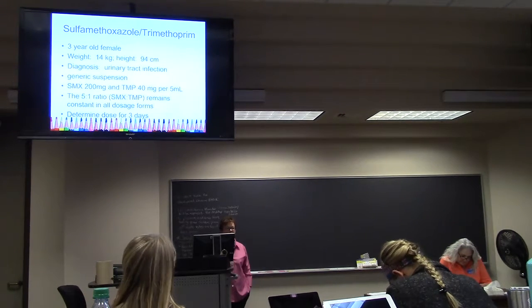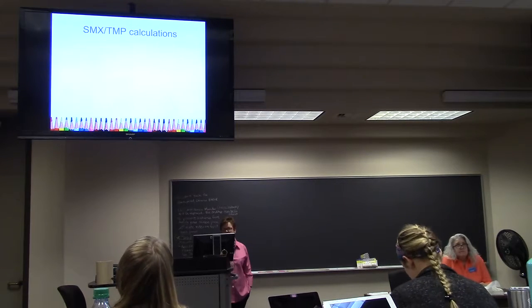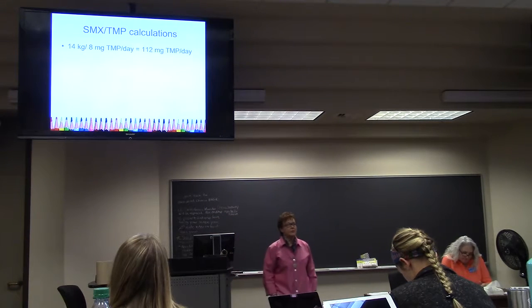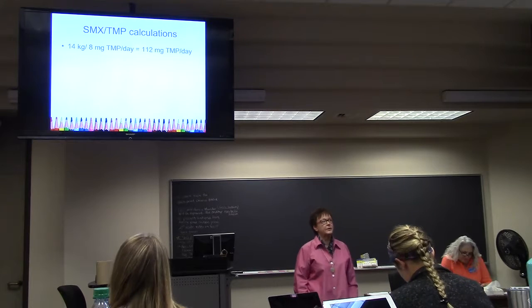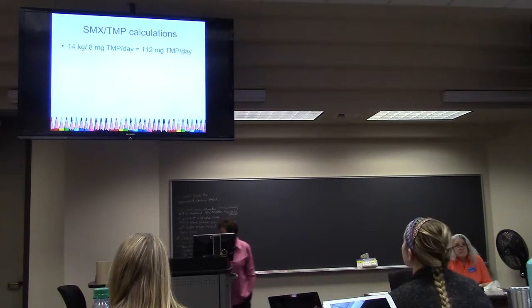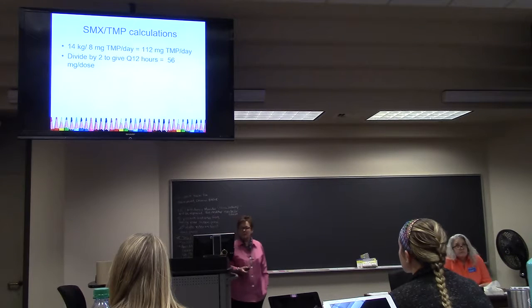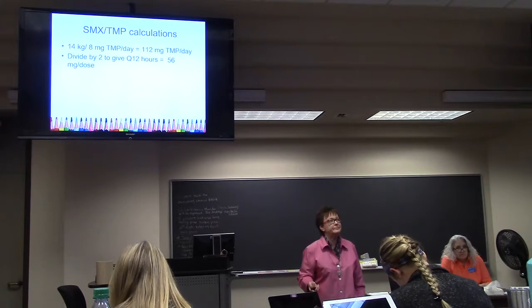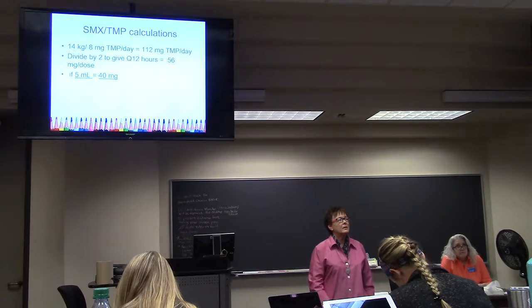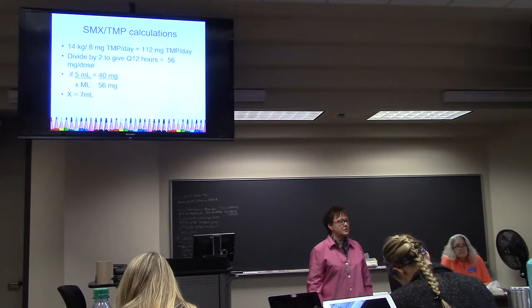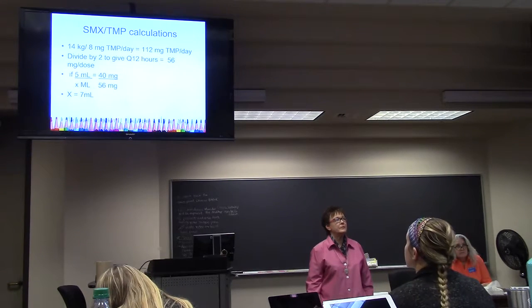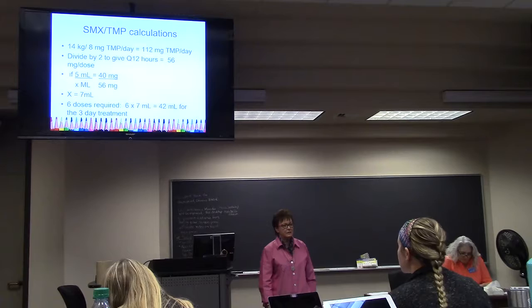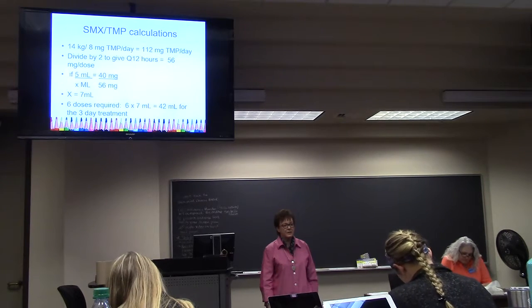Anybody not got it? Okay, let's look at it. Okay, so your 14 kilos times 8 gives you 112 trimethoprim per day. Everybody get that? Okay. So you divide the dose to give you your every 12 hours, and there's your 56 milligrams per dose. Everybody on board still? Okay. Then you're going to do your calculation that should give you 7 mLs, right? So the 6 doses required, so it's 6 times 7, which is 42 mLs for a 3-day treatment. Everybody get that? Questions about that?